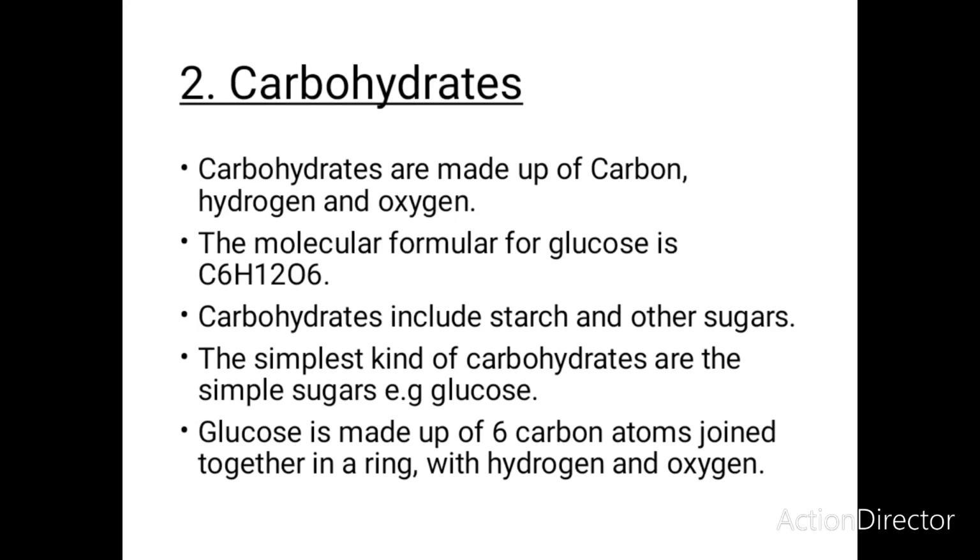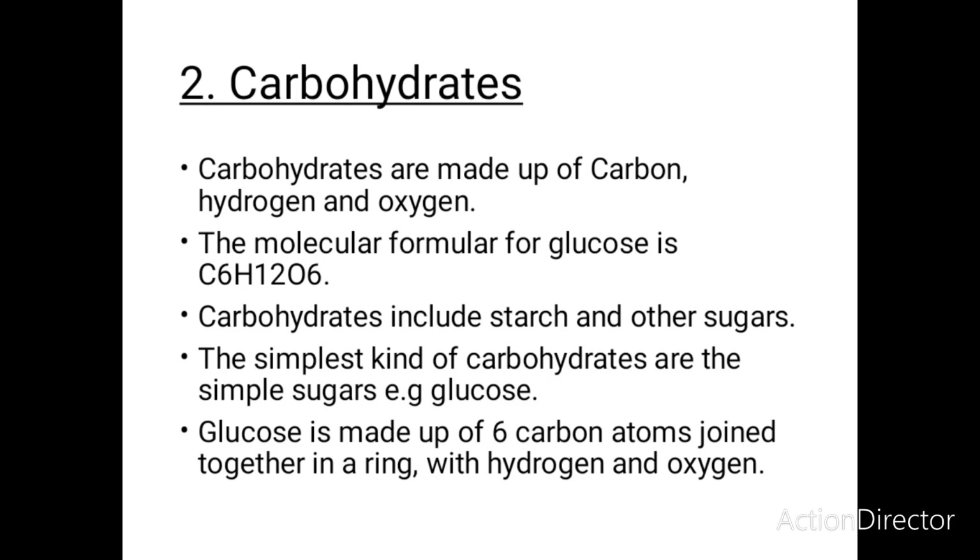Our next essential chemicals are carbohydrates. So carbohydrates are made up of carbon, hydrogen, and oxygen. And carbohydrates include starch, glucose, sucrose, and many other sugars. The simplest kind of carbohydrates are the simple sugars, which are also known as monosaccharides, for example, glucose.